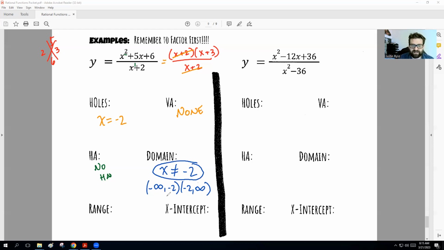All right, now our range. Our range is going to be all y numbers except for a horizontal asymptote. This one does not have a horizontal asymptote, so it's all real numbers.